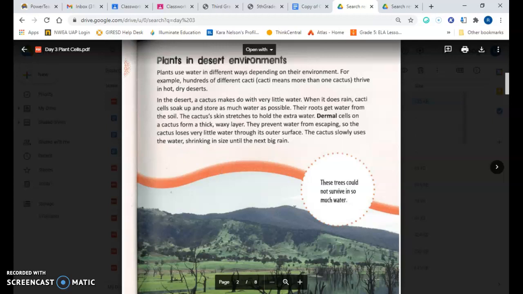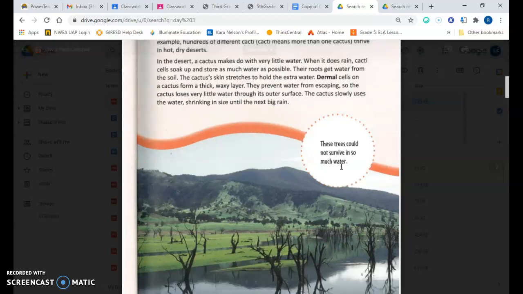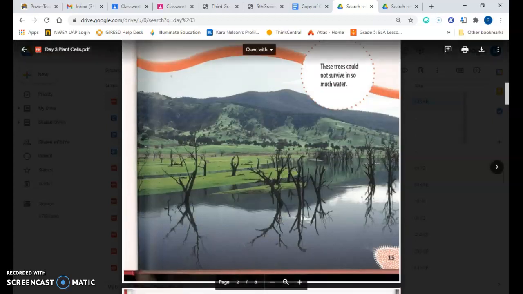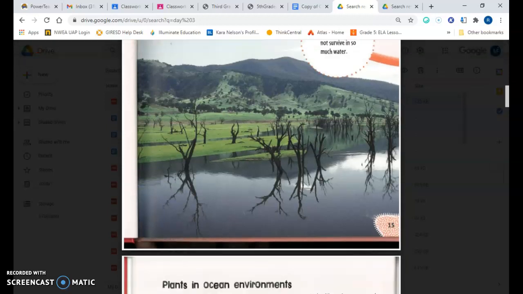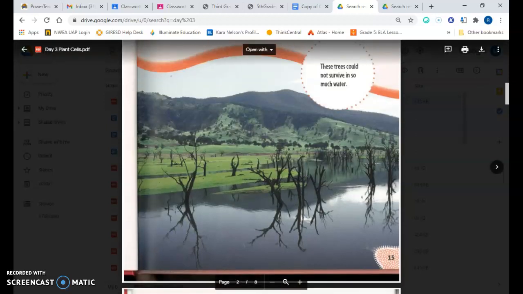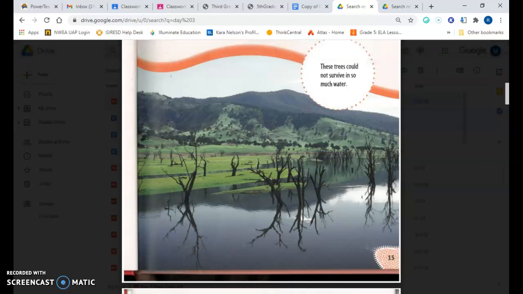And then over here it says these trees could not survive in so much water, and it's got all of this water covering up the bottom of it. So I have enough information that I could probably make an inference here. The text says that the trees cannot survive, and then the picture shows dead trees in a lake. But the trees are really big, so I'm thinking that the area used to be dry, and the trees were healthy at one time. Then it flooded for some reason, and the trees died, because otherwise how would they have gotten so big to begin with?